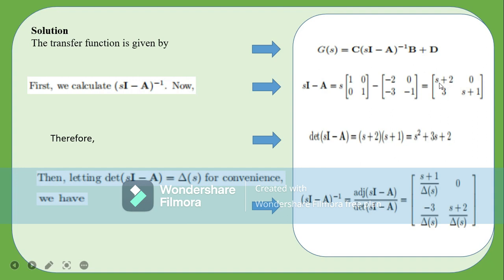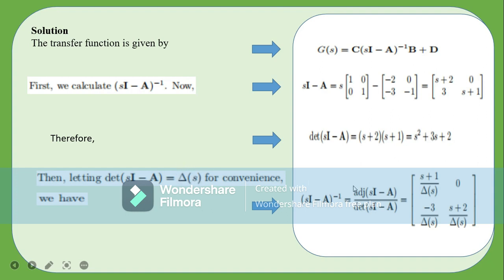Of course, you know how to determine the determinant of a 2 by 2 matrix. You're going to be having this times that minus this times this. So this times this will give you 0, and you are going to be left with just these two components, and that's what we have here. When you expand it, you're going to have s squared plus 3s plus 2. Good. So now, let the determinant be equal to this for convenience.